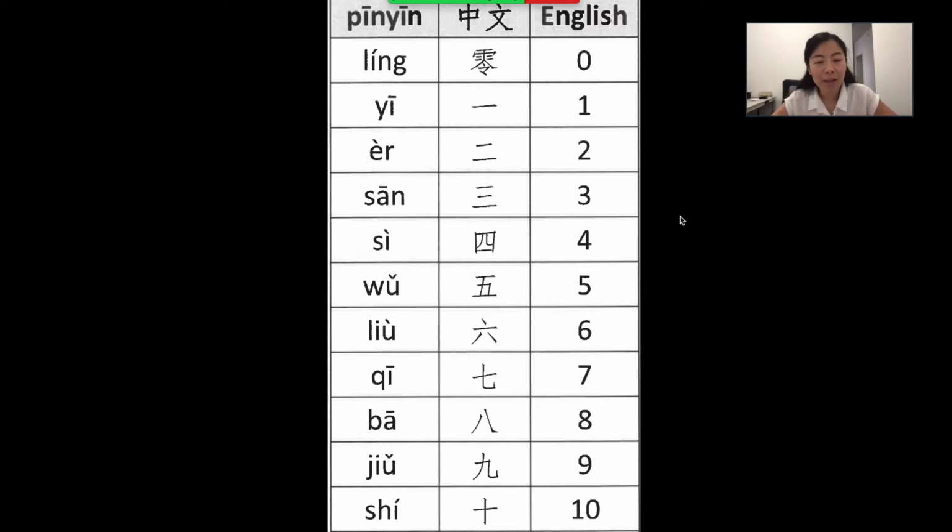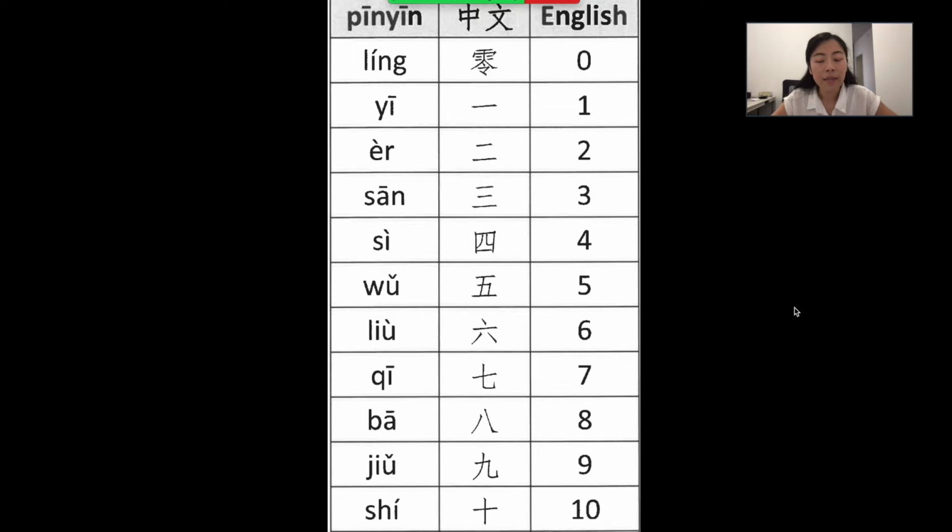And let's say you want to say the number 16. 16 consists of 1 ten and 6. So all you need to say is 10 and 6. That will be 16. So one more time, 16.